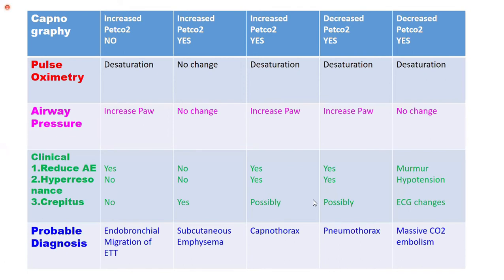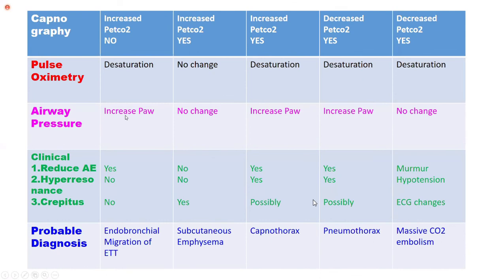And these are all the intraoperative respiratory complications. This chart is given in Miller. So 4 things you have to take. One is capnography, second is pulse oximetry, third is airway pressure, and fourth is clinical examination. Using this, there are 5 conditions which can be present. The first is endobronchial migration of the tube, where you will have no increase in the EtCO2. So EtCO2 will be normal, but the patient will desaturate.